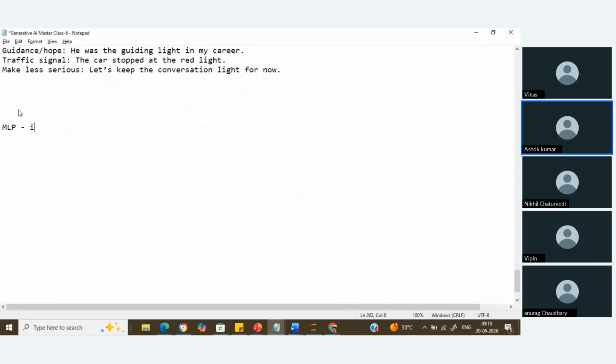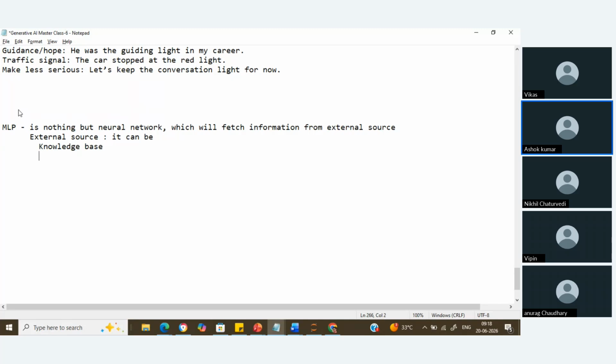MLP is nothing but a neural network which will fetch the information from an external source, and over here the external source can be a knowledge base, a news website, Wikipedia, the internet, social portals data, or organization-specific data.